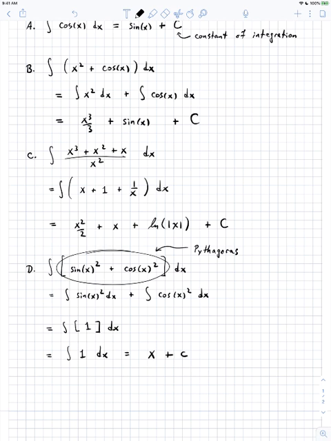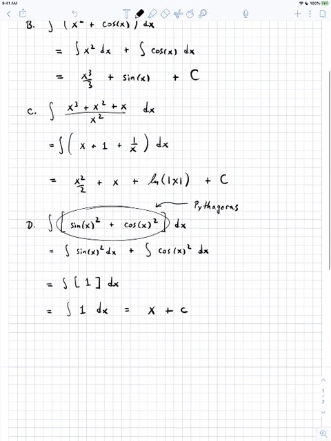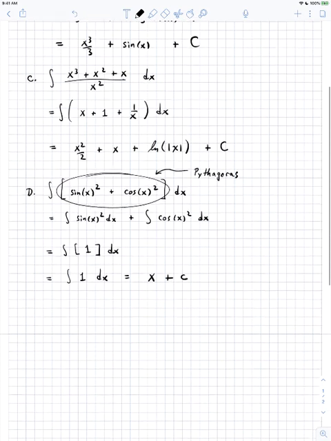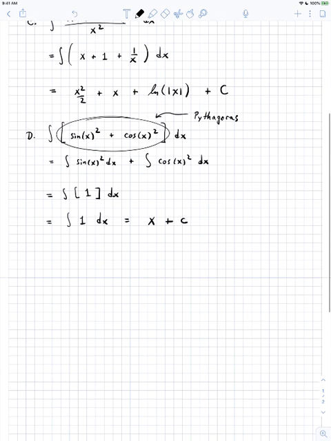Speaking of which, trigonometric identities are really your friends when you are computing indefinite integrals. For example, we can use a trigonometric identity to help us actually evaluate the integral of sine x quantity squared or the integral of cosine x squared. Let's look at an example. We can do either one of them. Let's do the integral of cosine x quantity squared dx.